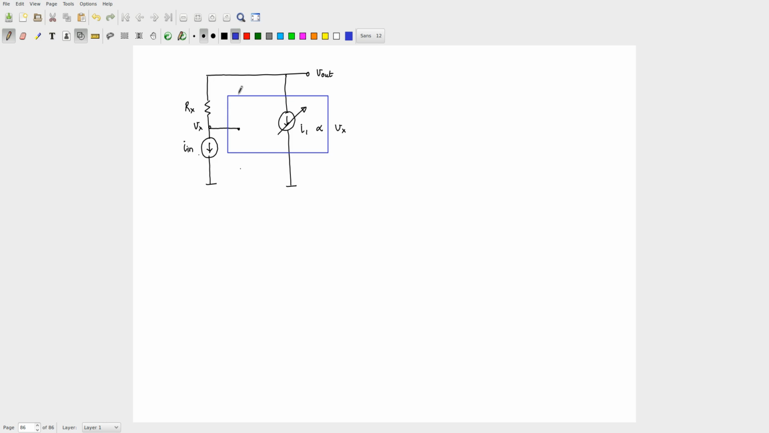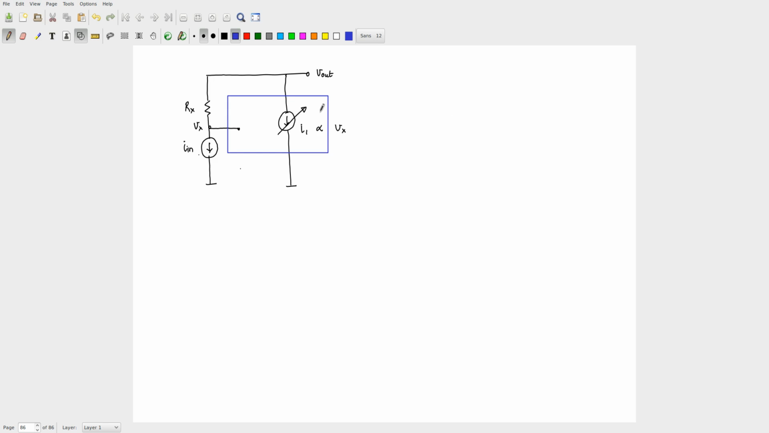Which arrow? This arrow is the fact that it's a controllable source. I am saying that I1 is proportional to Vx. It's a controlled source, that's all. Exactly. Now we will make that triangle thing.